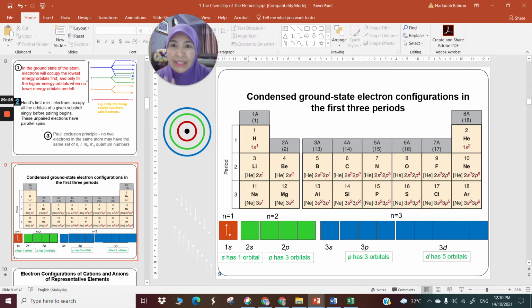It cannot go directly into the 2s because 2s is a higher energy level. Remember, 2s is in shell number 2, n is equal to 2. So that is your helium. Helium here is 1s2. In the 1s orbital, there are 2 electrons. I hope you understand this.